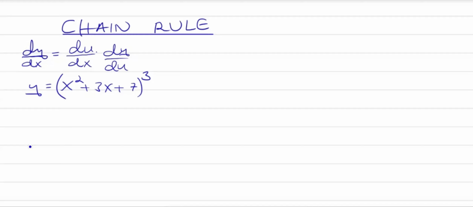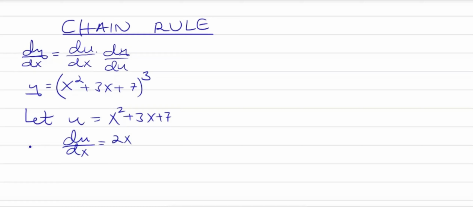Alright, so this is what the formula says: dy over dx equals du over dx times dy over du. That's how we use the chain rule. Everything that's inside the parenthesis, inside the bracket, is u. So we differentiate u with respect to x, du over dx. That gives us 2x plus 3.